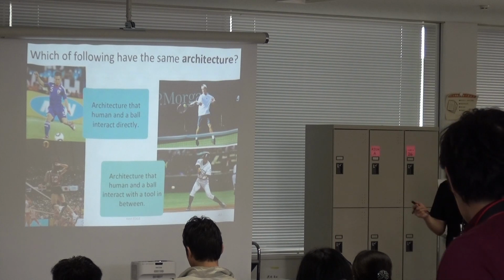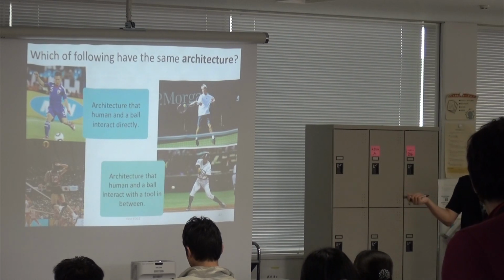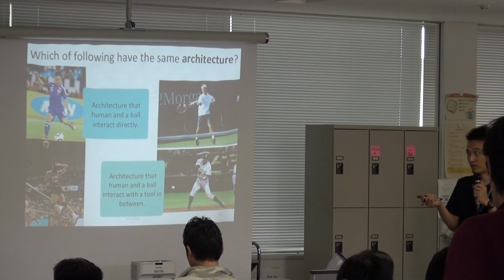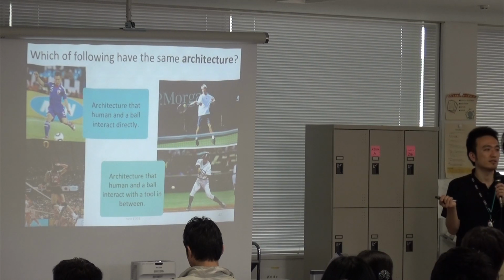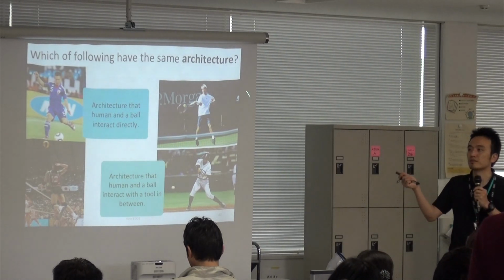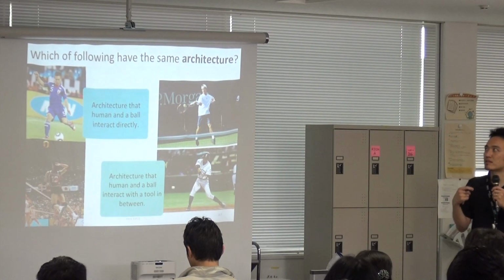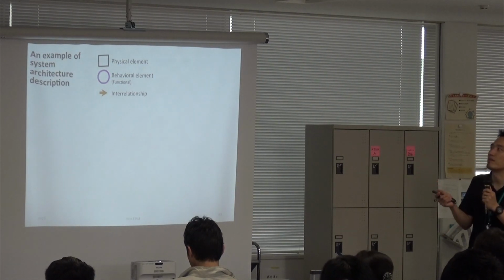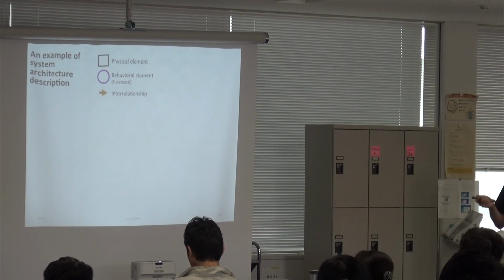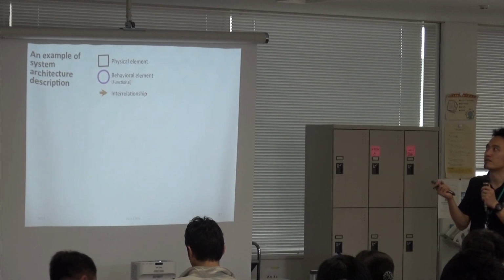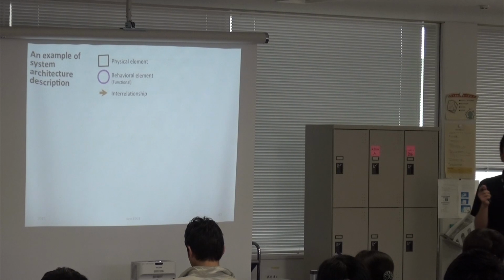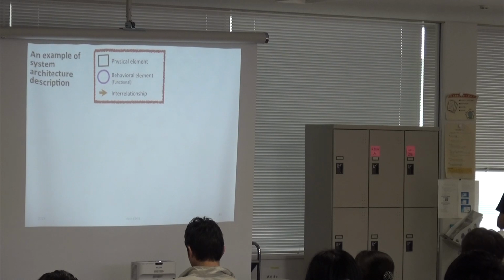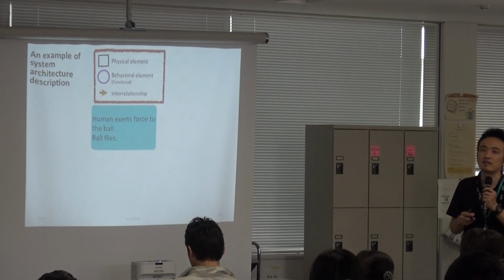All right? So this is the architecture where human and a ball interact directly. And this is the architecture where human and a ball interact with a tool in between. That's the architecture description of these two groups. You agree? Now I'm going to describe it in a specific way, with a little drawing. My physical elements come in black boxes, my behavioral or functional elements come in these purple bubbles or circles, and interrelationships are my orange arrows. So let's stick to that legend and see how I can draw this.